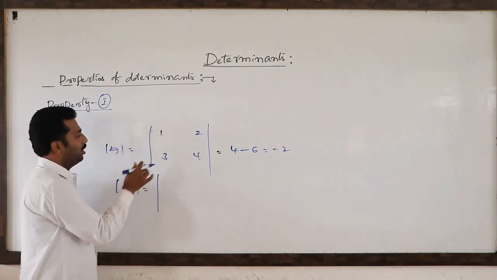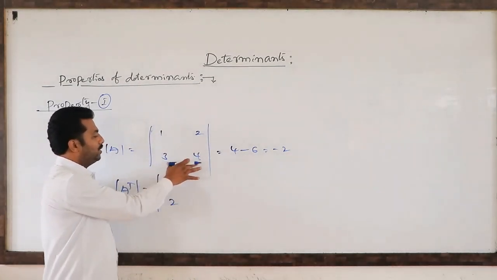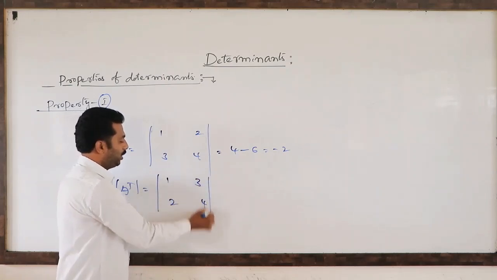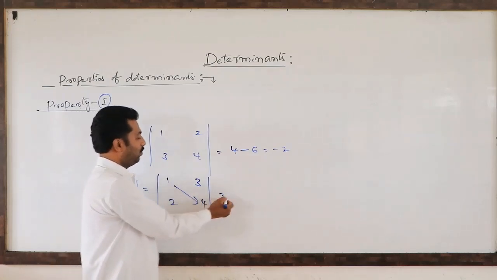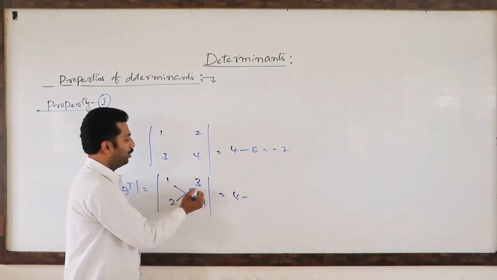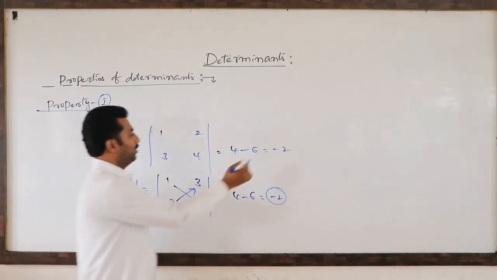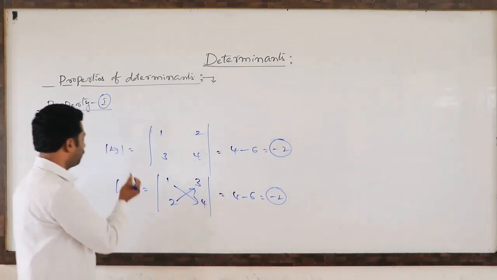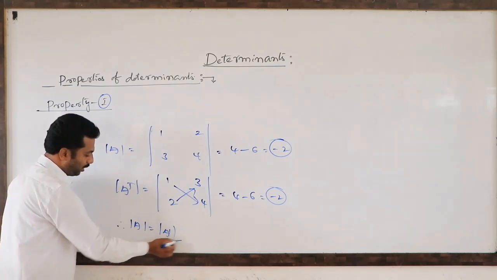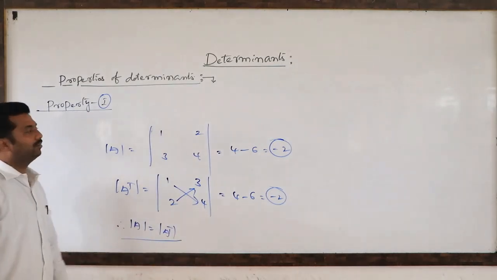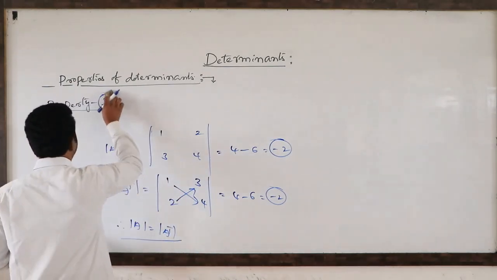If they ask, transpose means the first row becomes the first column: 1, 2. The second row becomes the second column: 3, 4. So, cross multiplication: 1 into 4 is 4, minus 2 into 3 is 6, which is minus 2. See, this is minus 2 and this is also minus 2. Therefore, the determinant of A and the determinant of A transpose are both the same. This is the application of property 1.